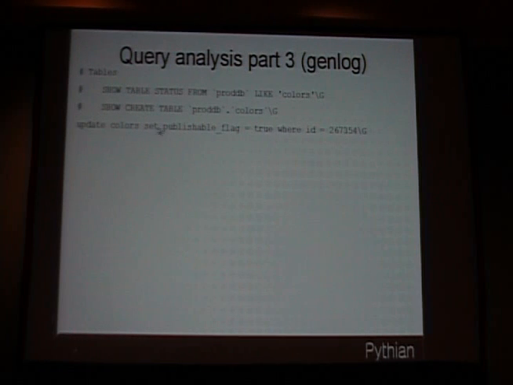Here's the actual query itself with a sample, right? Update color set publishable flag equal to true where ID equals a number. So again, remember we said that the length of the query is pretty constant. Here's why. Nothing changes except for this number at the end, and it's probably always an int. Now they have converted it for explain. So this is an update. You can't explain an update. You can explain a select.